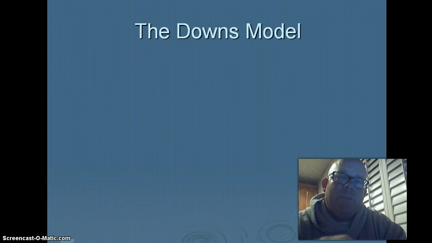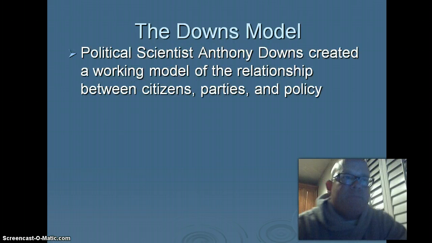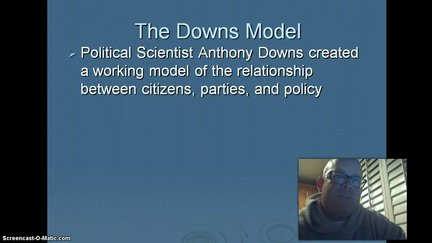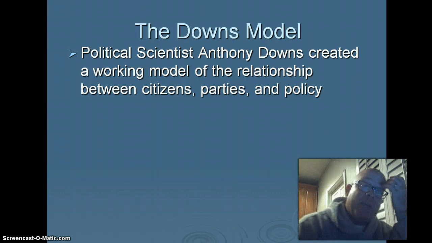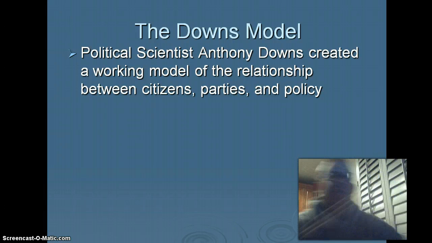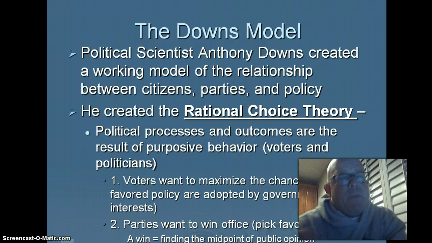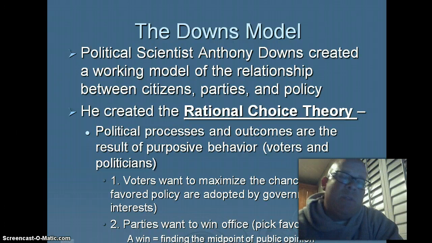All right, we'll talk a little bit here about the Downs model. Anthony Downs was a political scientist who attempted to create a relationship between citizens, party, and policy. Really, how does our system work is what he was looking at. And what he came up with was the rational choice theory, and this is something that you need to know. The rational choice theory boils down to simply the fact that political processes and outcomes are the result of purposive behavior. All right, voters and politicians and their actions with one another.